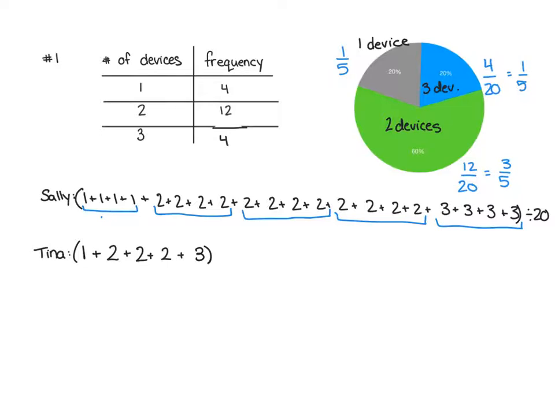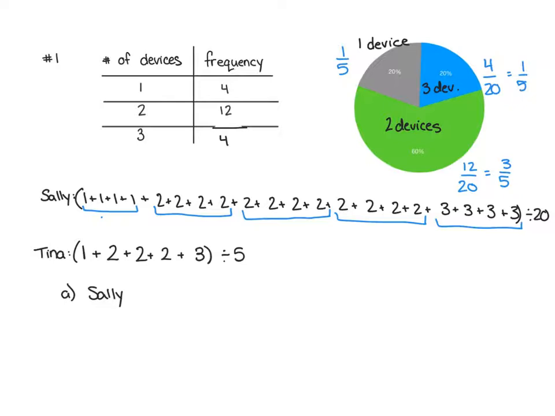Now Tina, because she only has 5 numbers, will divide this by 5 after she adds it instead of dividing it by 20. So question A asks us what each of them gets. So for Sally, we can look up and add all of these together.